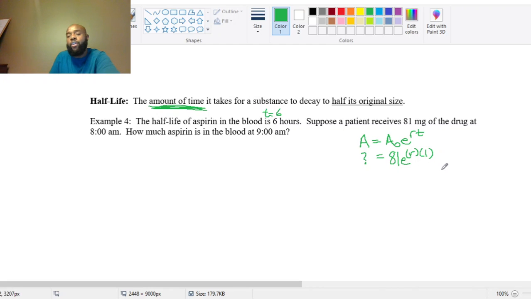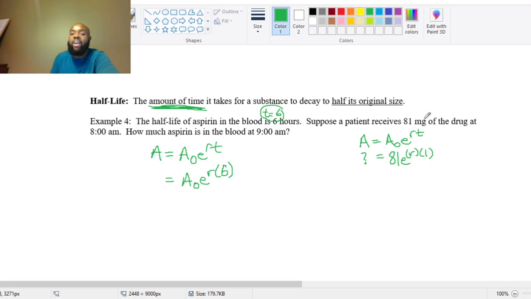In order for me to figure this out, I first need to know the rate, all right? I need to know the rate at which it's decaying. Since I don't know that, I've got to rely on using my half-life to help me figure that out, right? And so half-life again, all right, this is my formula for decay, exponential decay. And basically what half-life is telling me is that if I plug in 6 for t, I should end up with half of what I started with.